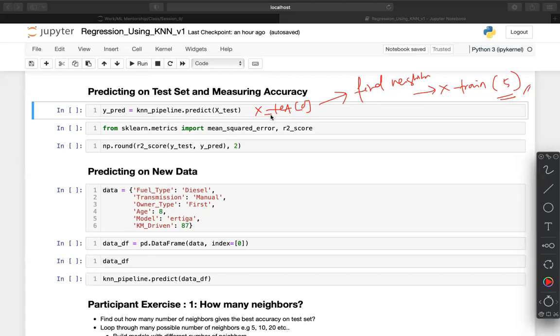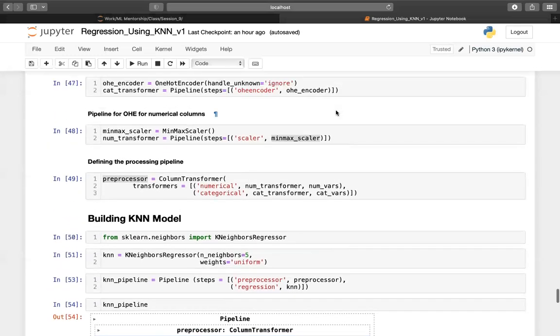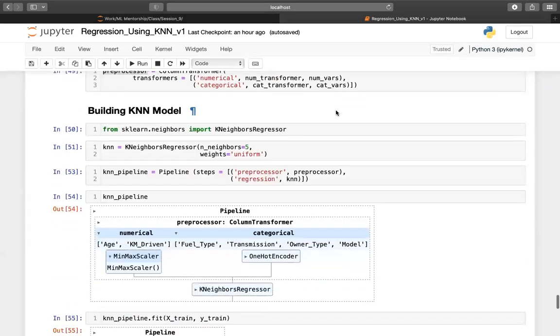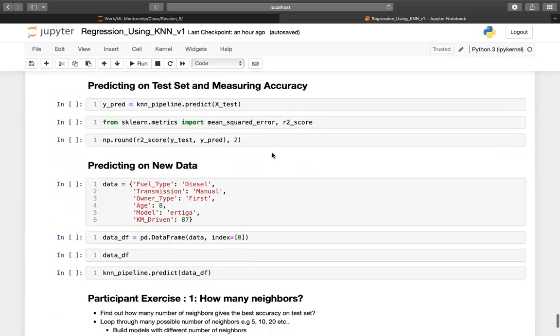So each of the test cases in X test is going to find 5 neighbors in the train data, and from those 5 neighbors, the price value is going to estimate the price of this car. It is based on the weighted average, based on what we have used here. We have used uniform, a simple average calculation, right? So based on that, let's now predict, and the prediction values are captured in y underscore pred.